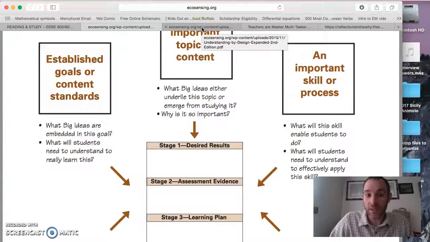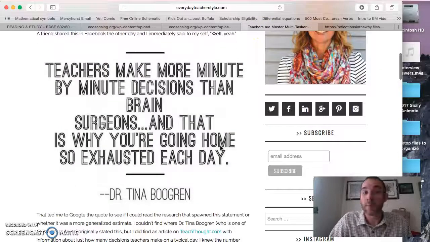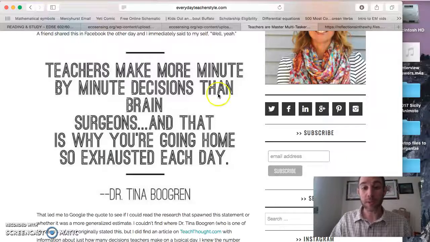And as it turns out, I've read this several times before, but I found this article earlier today. Teachers make more decisions than a brain surgeon, more important decisions per minute than a brain surgeon does. So people have jokingly told me, oh, teaching, it's not rocket science, because I'm a physics teacher, which is rocket science. But the thing is, it's just as hard. Being a good teacher is just as hard as being a good anything, or harder.